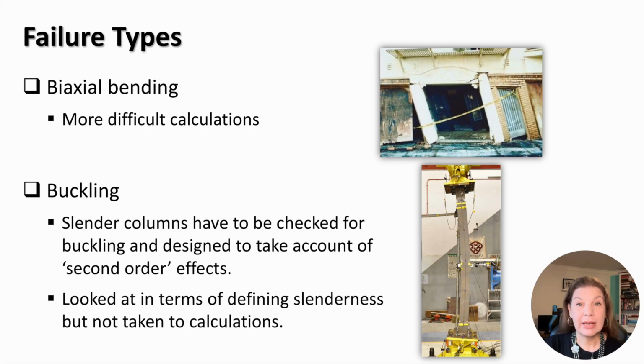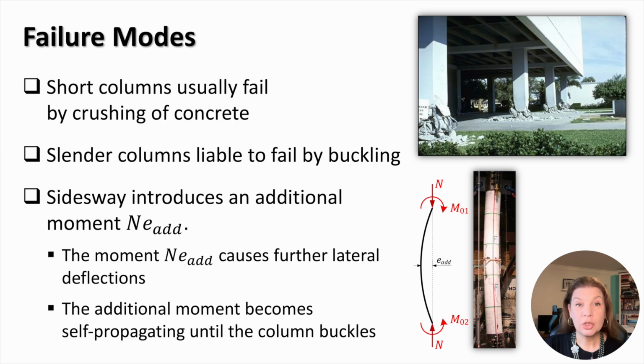Slender columns can fail in buckling and therefore are designed to take account of second-order effects. Short columns usually fail by the crushing of concrete. Slender columns are liable to fail by buckling. In slender columns, side sway introduces an additional moment equal to the applied axial force times the column deflection. This moment causes further lateral deflections. Therefore, the additional moment becomes self-propagating until the column buckles.